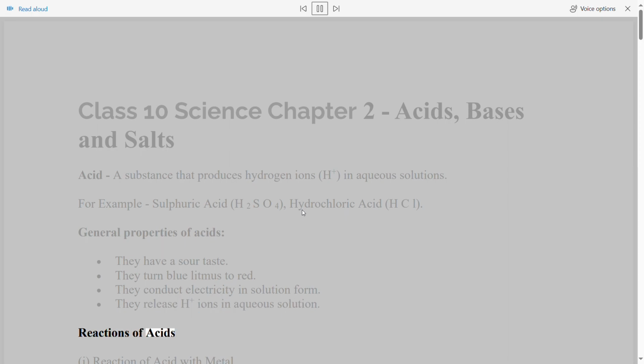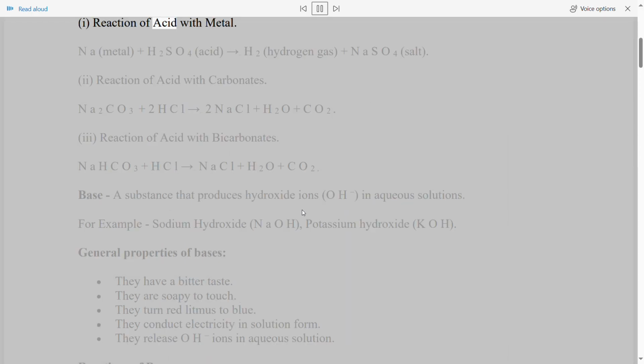Reactions of acids. 1. Reaction of acid with metal: Na, metal, plus H2SO4, acid, gives H2, hydrogen gas, plus Na2SO4, salt. 2. Reaction of acid with carbonates: Na2CO3 plus 2HCl gives 2NaCl plus H2O plus CO2.